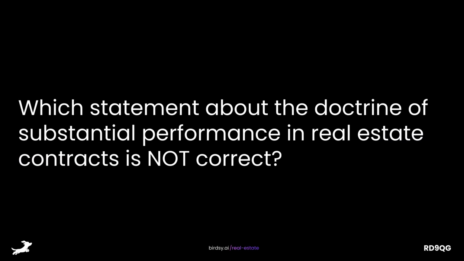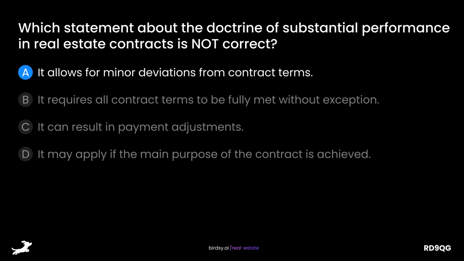Which statement about the doctrine of substantial performance in real estate contracts is not correct? Is it A, it allows for minor deviations from contract terms, B, it requires all contract terms to be fully met without exception, C, it can result in payment adjustments, or D, it may apply if the main purpose of the contract is achieved? The answer is C, it can result in payment adjustments.